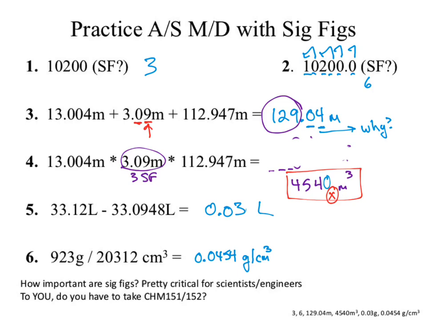Nobody knows anything? How many sig figs in 33.12? 4. How many in that one? A lot. How many in our answer? How many in our answer? 1 sig fig. We went from having all of this information to virtually nothing. Subtraction, you will delete sig figs.